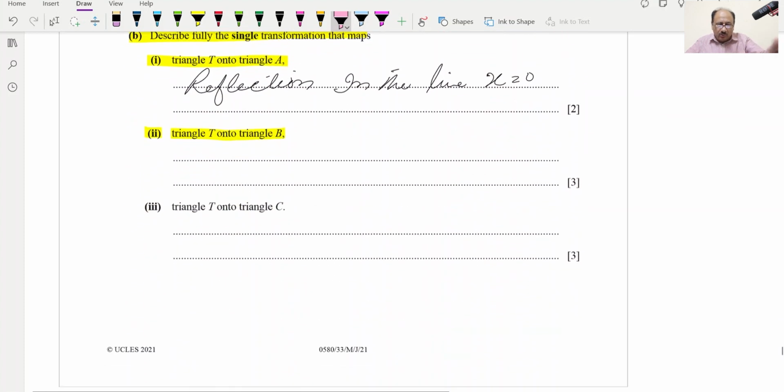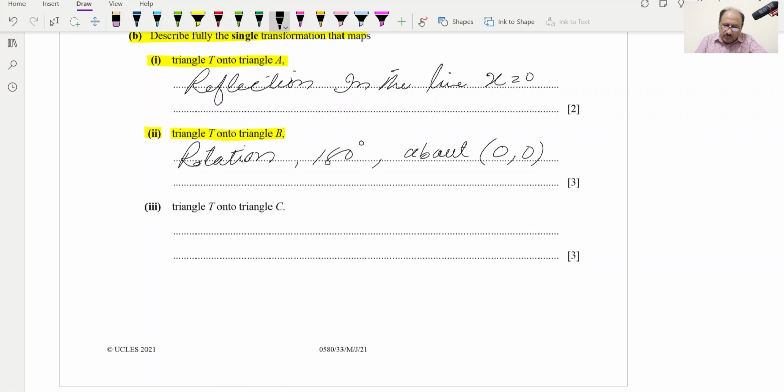Center of rotation is origin, so we will be writing here rotation 180 degree, about origin 0 0, or you can say center of rotation is 0 0. And this is 3 marks. See, 3 marks are separately for each information, so you will have to provide all 3. And for 180 degree there is no difference for clockwise or anti-clockwise, so no need to write that.